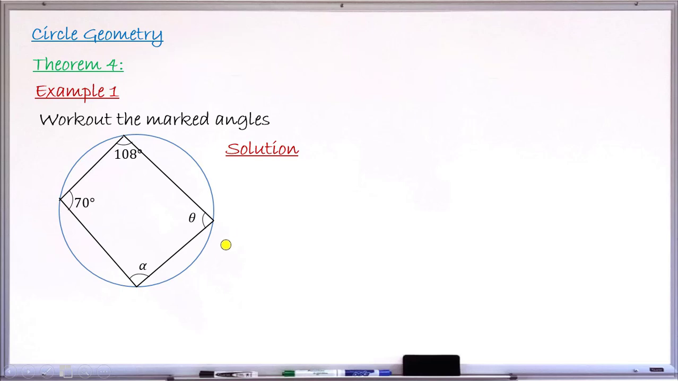Let me just begin with the angle theta. Angle theta and the angle 70 degrees are opposite to each other. Look at it. I colored the angle theta yellow. The angle 70 degrees is colored green. So the addition of theta and this 70 degrees will give the answer 180, because the theorem says opposite angles of a cyclic quadrilateral are supplementary. Supplementary means add to get 180.